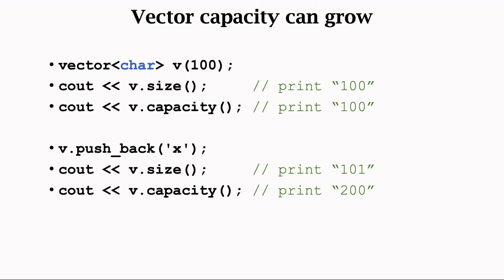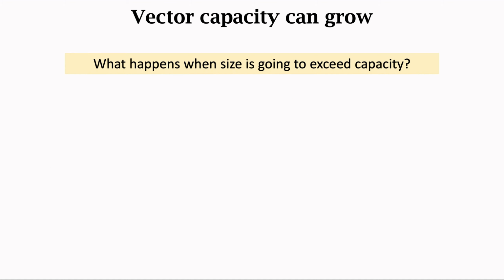Now I explain the difference between capacity and size. There is an array wrapped inside the vector object. The size of the array is the capacity, that is 200. Now there are 101 elements in the array, so the size is 101. Size cannot exceed the capacity. Previously, the capacity and size were both 100. After the pushback operation, the size tends to exceed the capacity. What happens when the size is going to exceed capacity?